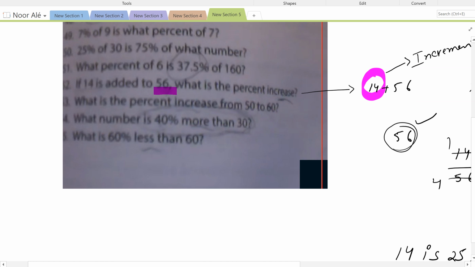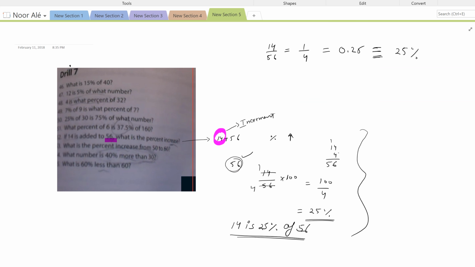Gotcha. So do the increment over the base. That's the way I need to think of it. Good. Your base is the previous, whatever value you had before. So this is known as the percent increase. Let's keep on looking at the increase.